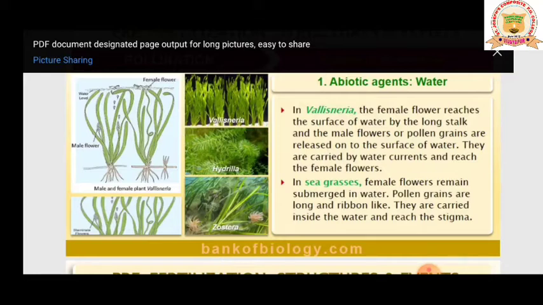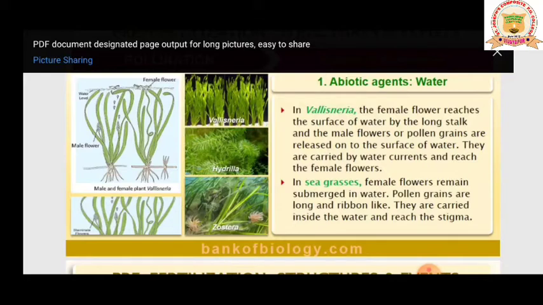As the female flower is floating on the surface of the water by a long stalk which is lying under the water, the pollen grains which are present on the surface of the water can be passed along by the water current and reach the female flower.